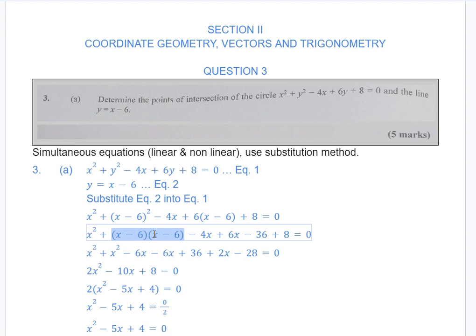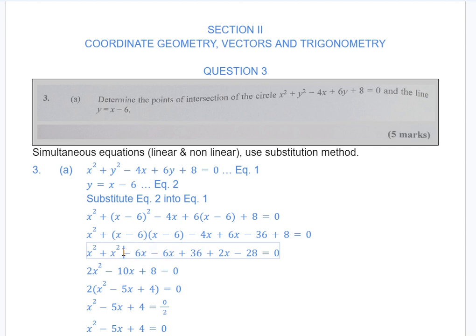Okay, and then we will expand this part. x by x is x squared. x by negative 6 gives negative 6x. Negative 6 by x, also negative 6x. Negative 6 by negative 6 gives positive 36. Alright, so that's our expansion. Now let's simplify.